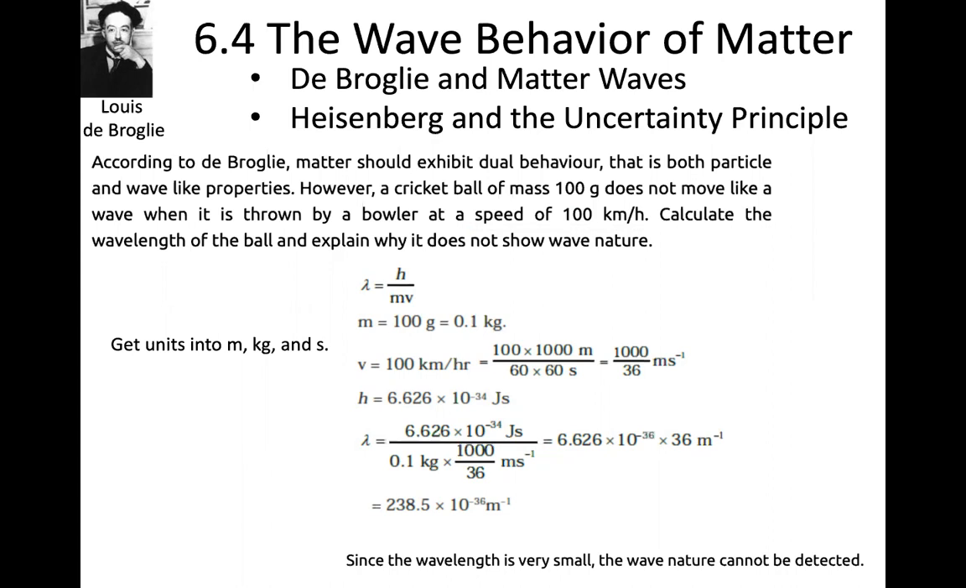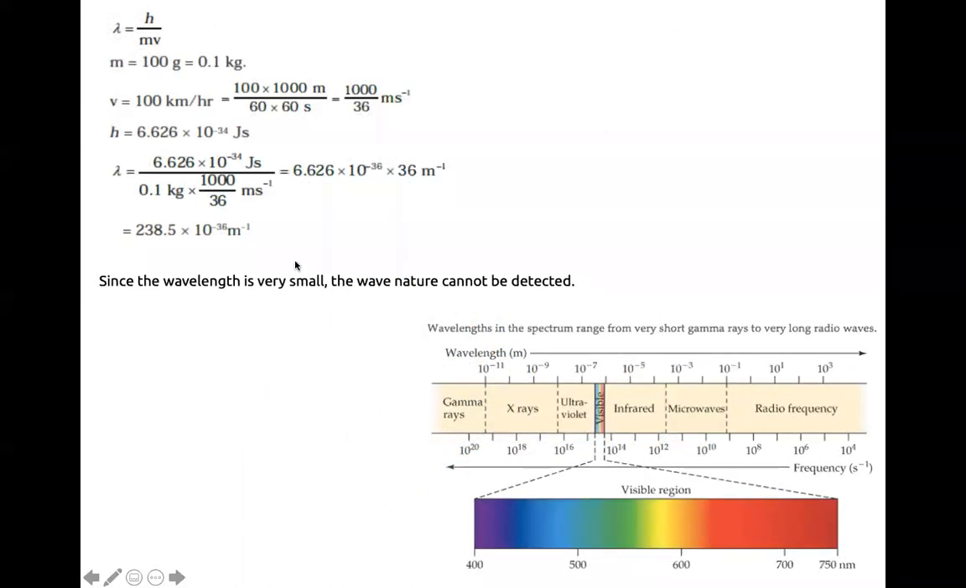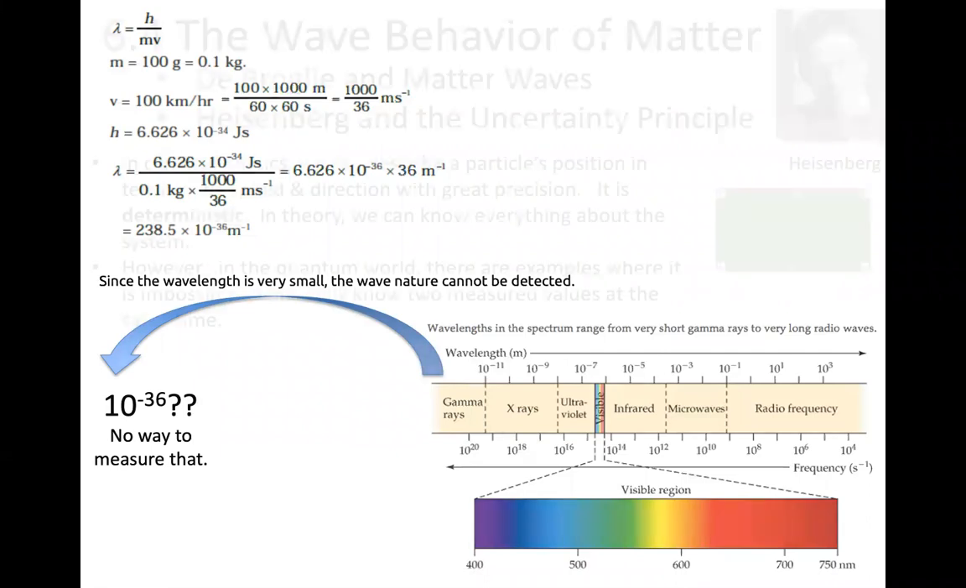Would it still have a wavelength? Yes, but it's way too small for us to ever measure. That's how we say that everyday objects, even if they have a wavelength, we can't measure it. Within this one, we just saw that the wavelength was 10 to the minus 36. Our whole electromagnetic spectrum only goes down to about 10 to the minus 11th. 10 to the minus 36, no way we could possibly measure that. That's what it means to say on what scale these wavelengths are important or not.